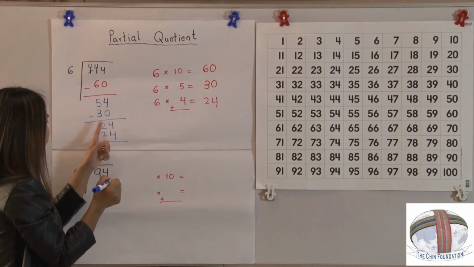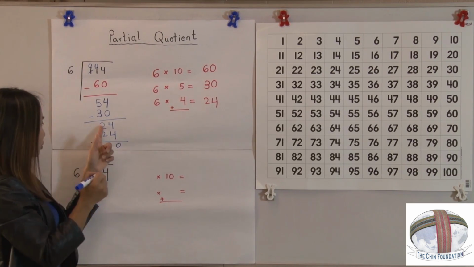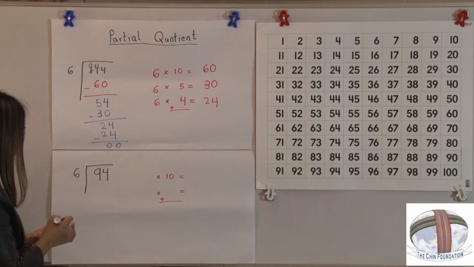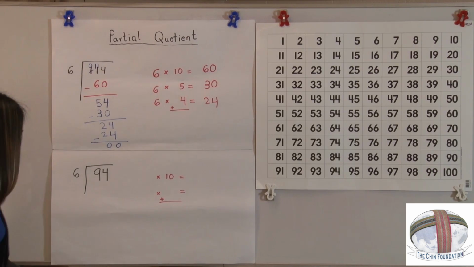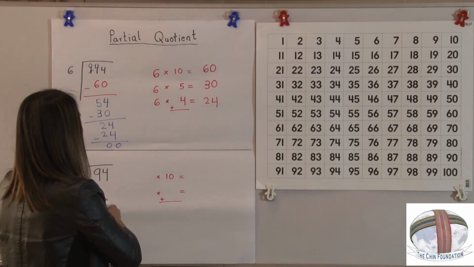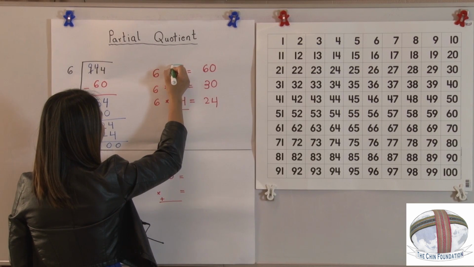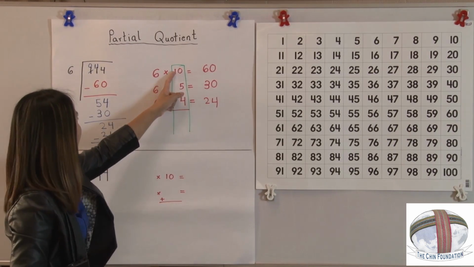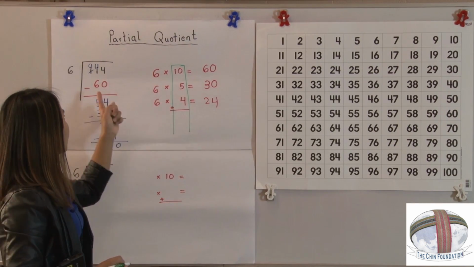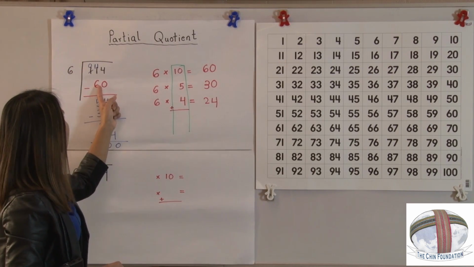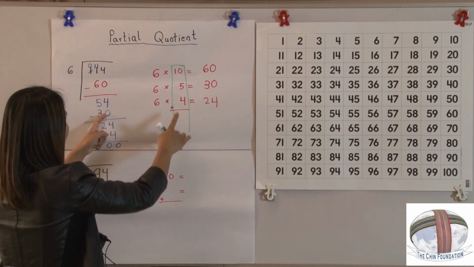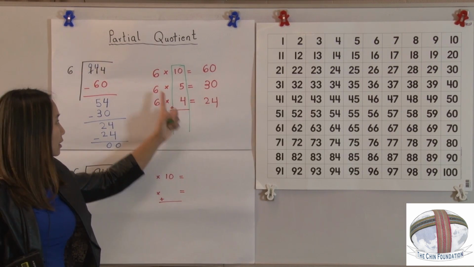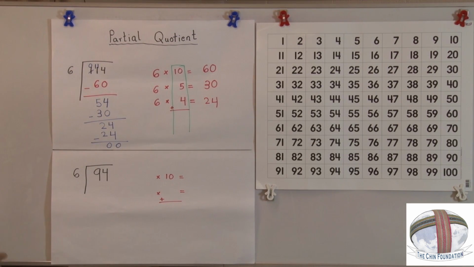Let's minus. 4 minus 4 is 0. 2 minus 2 is 0. So, no remainder. But now, do we have the quotient yet? No. So we need to add all up. That's what we multiply with, right? We need to add this all up because this number comes from this. So we did 6 times 10 is 60, 6 times 5 is 30, 6 times 4 is 24. So we need to add all these numbers and that will be the quotient.